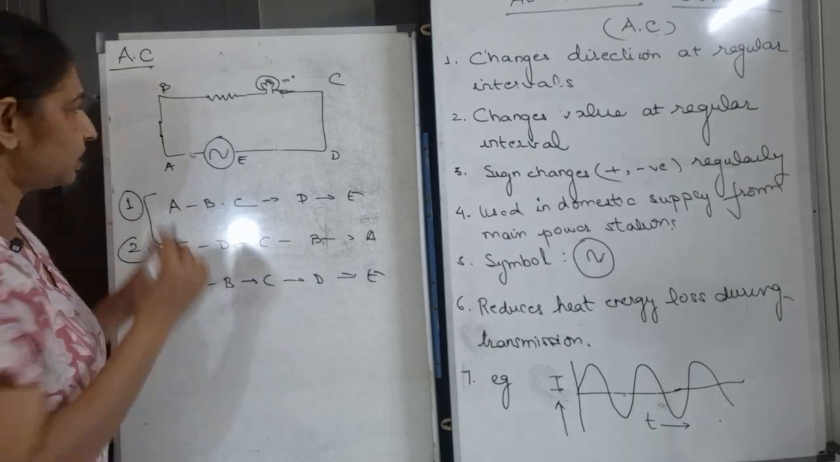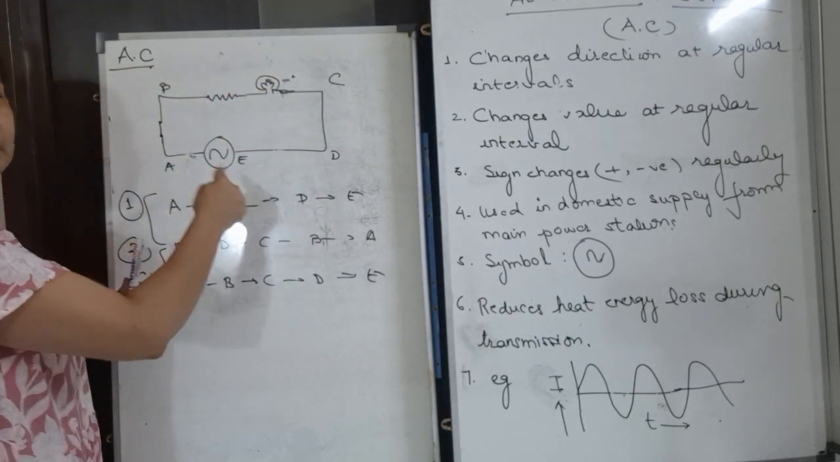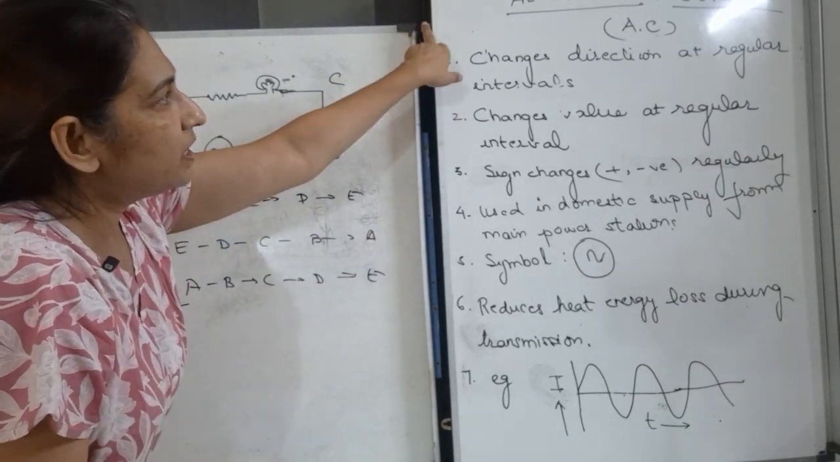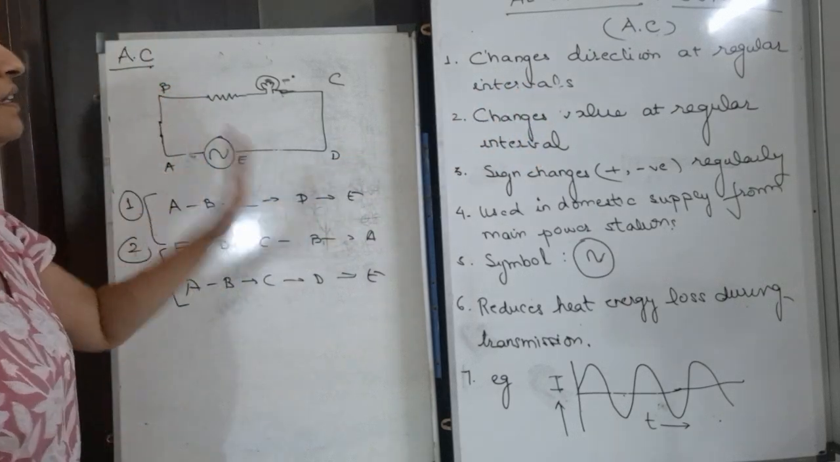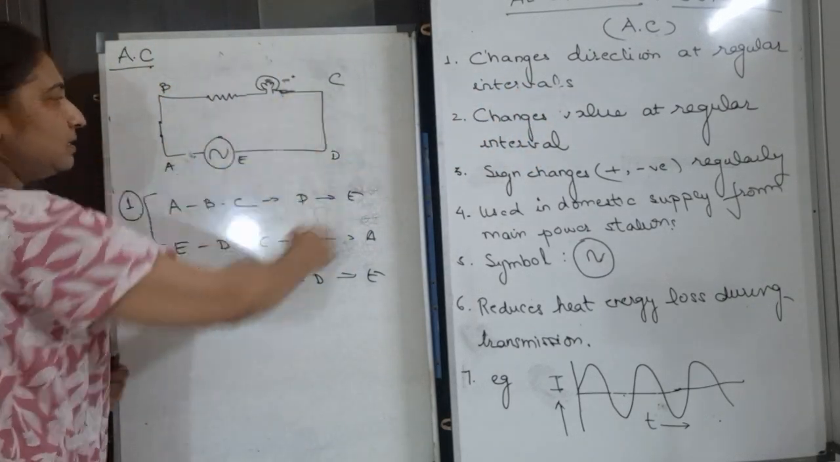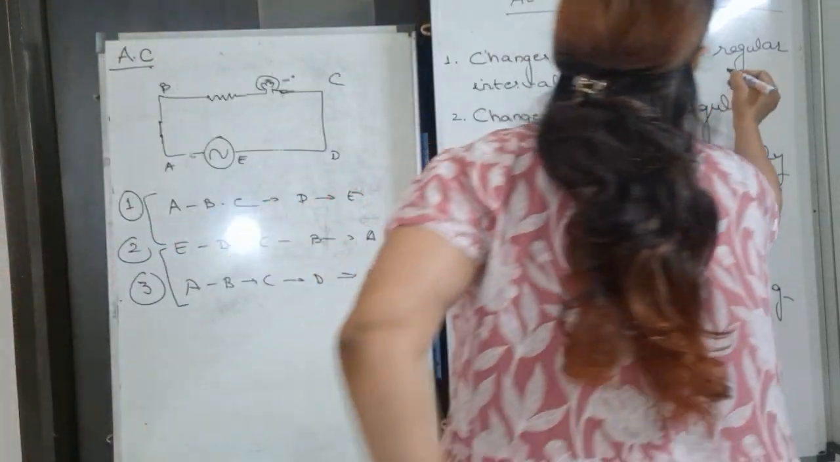This is also important. One very important thing is, the direction of the current keeps changing. That's the first one. The alternating current changes direction of flow at regular intervals. One time it goes like this, another time it goes like this, and that too, if you notice, at regular intervals.